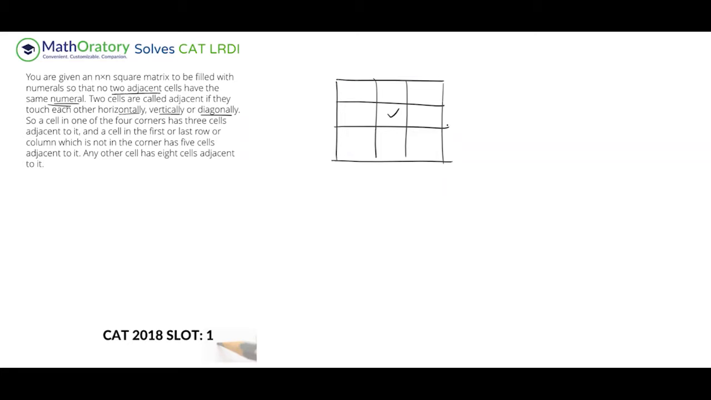A cell in one of the four corners has three cells adjacent to it. This is very obvious, right? If you have it here, there will be three cells adjacent to it. If you have it in the first row or last row or column, which is not in the corner, the edge one, it has five adjacent cells, the example that I gave. And any other cell will have eight adjacent cells. So anything in the center.